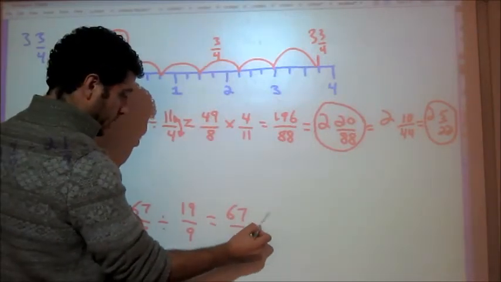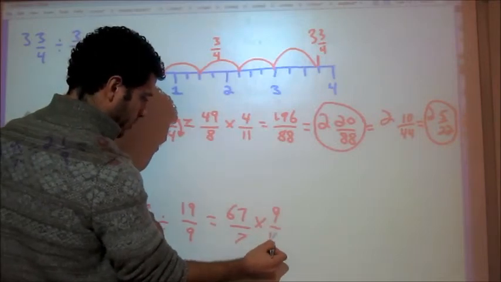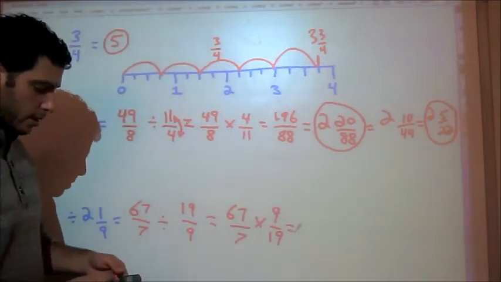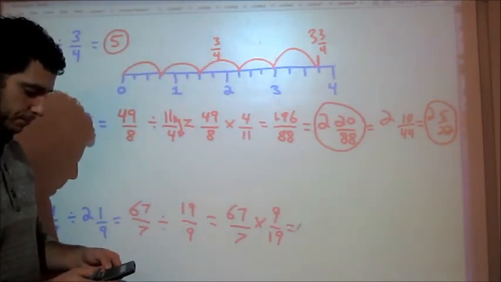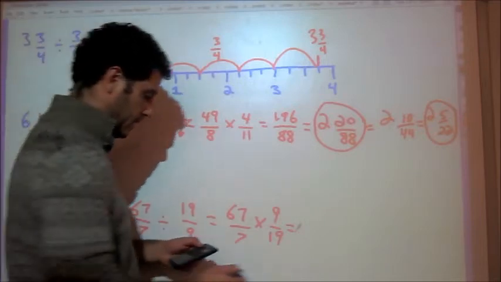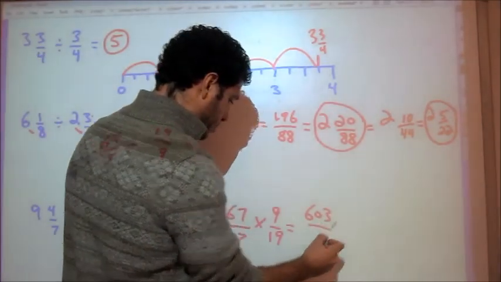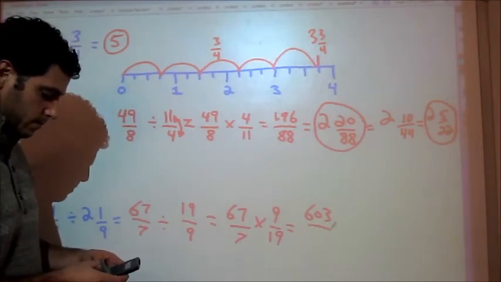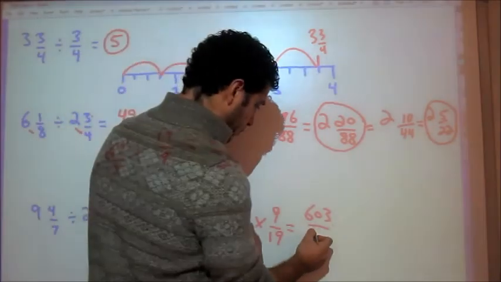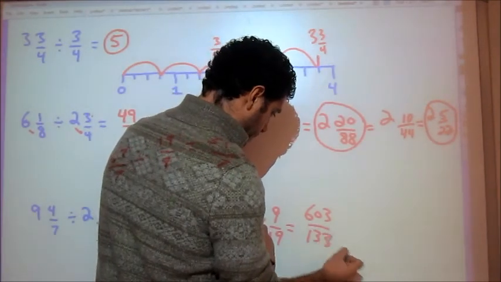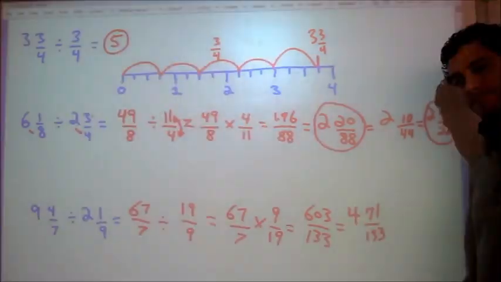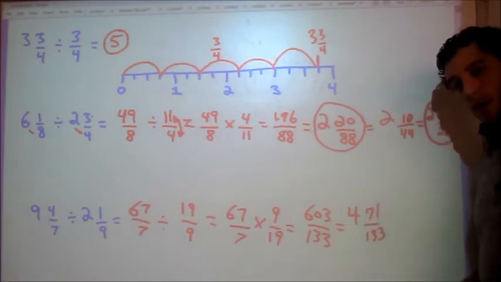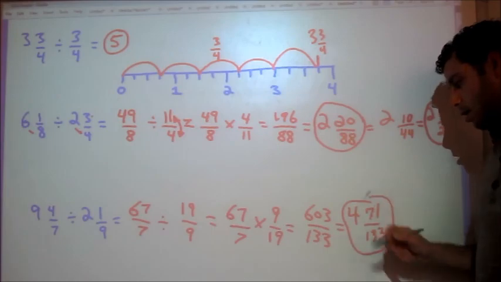67 over 7 times 9 over 19. And then we can multiply straight across and simplify. 603 over 133. And it looks like these two numbers don't have any common factors other than 1, so this would be our simplified answer.